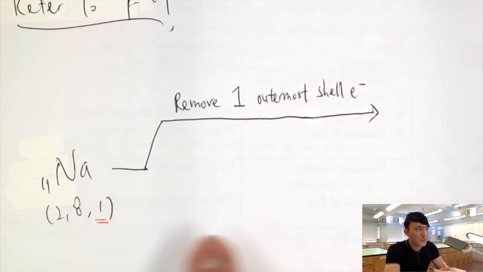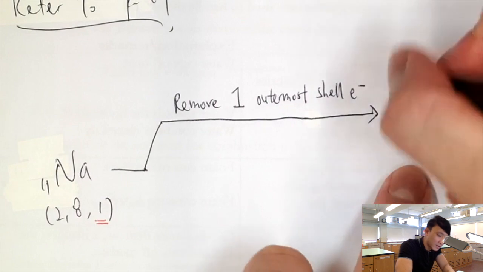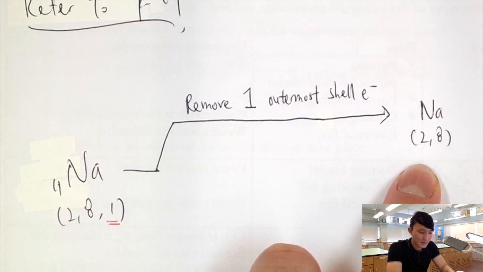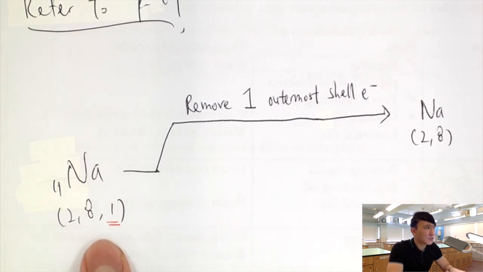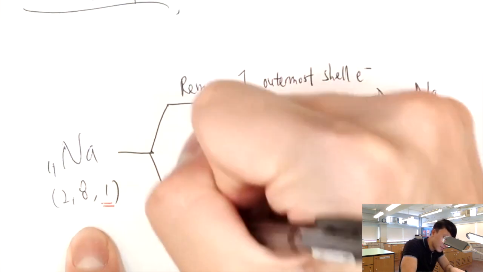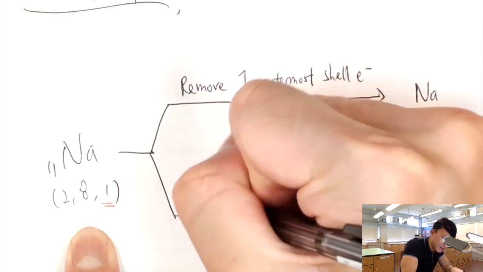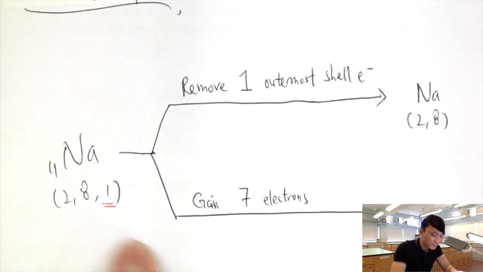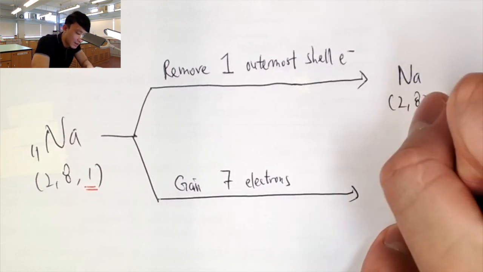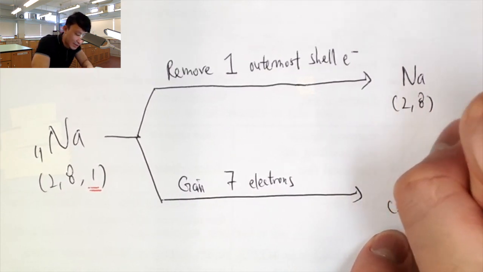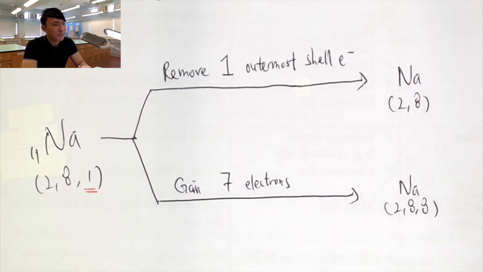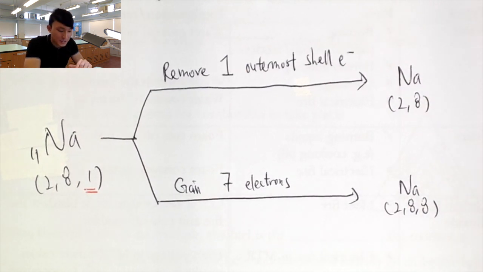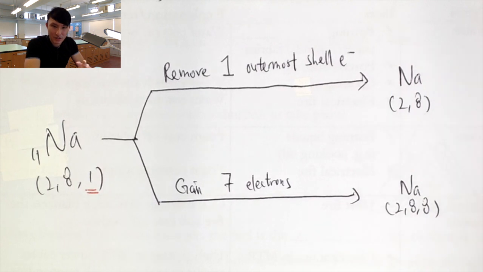Right? So if you remove one outermost shell electron, then it becomes 2,8, isn't it? Okay? Now, it can also choose to gain altogether 7 electrons. When they gain 7 electrons, then the sodium will become 2,8,8, isn't it? So, no matter this or this, it will be very stable because both of these are octet structures.